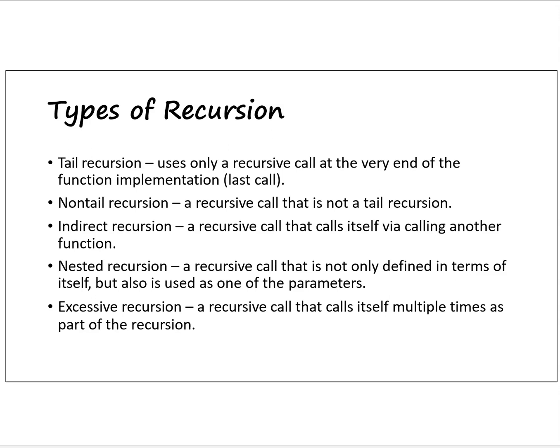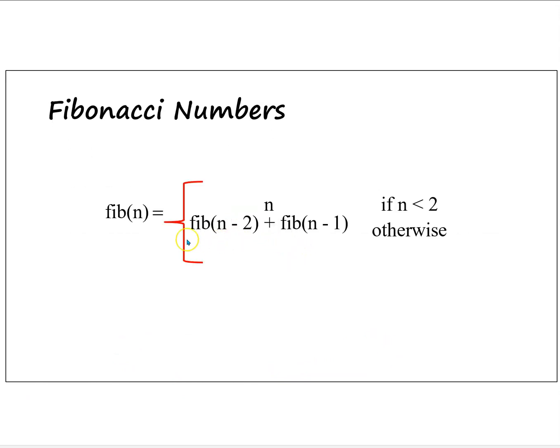Indirect recursion is a recursive call that calls itself via calling another function. Nested recursion is a recursive call that is not only defined in terms of itself, but also is used as one of the parameters to itself. And excessive recursion is a recursion that calls itself multiple times as part of the recursion. It gets messy. So let's take another example from math, the Fibonacci numbers.